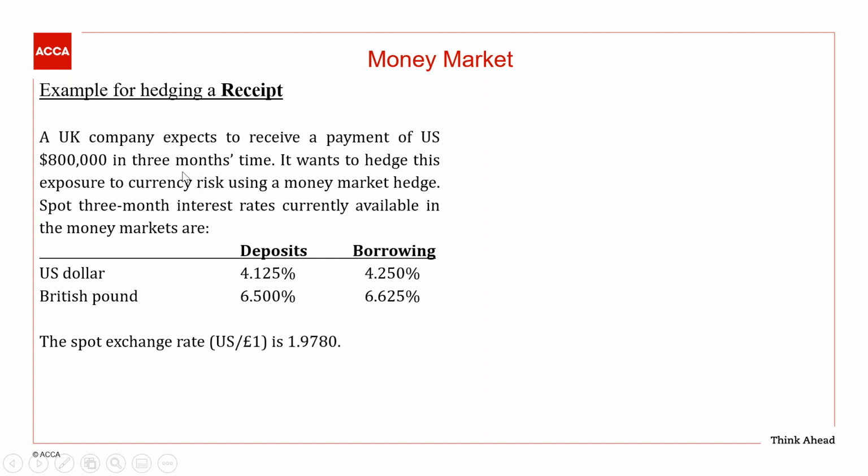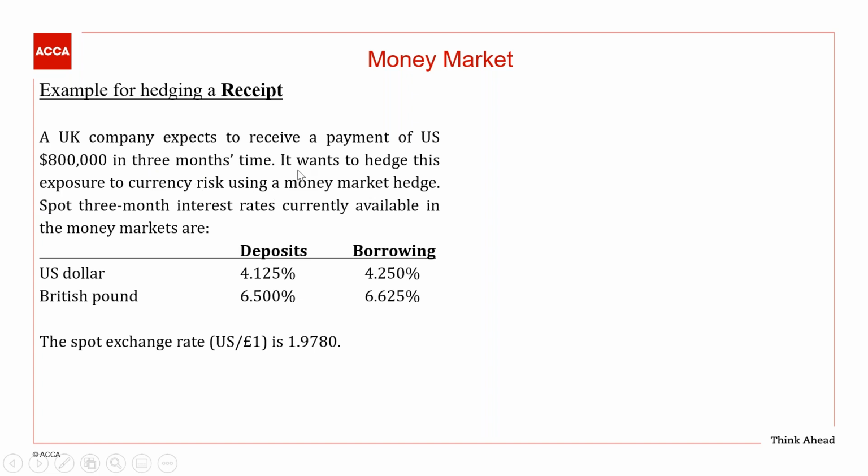Now, what are the things that you need to highlight in this type of question? First, you need to highlight the country of the company, UK company. The second thing that you have to note is the payment. Sorry, it's not a payment case, it's a receipt case, right? So the company has to receive a payment. And then the foreign currency, which is 800,000, and then the time, 3 months time. So these are the things that one has to note down before you solve this question.